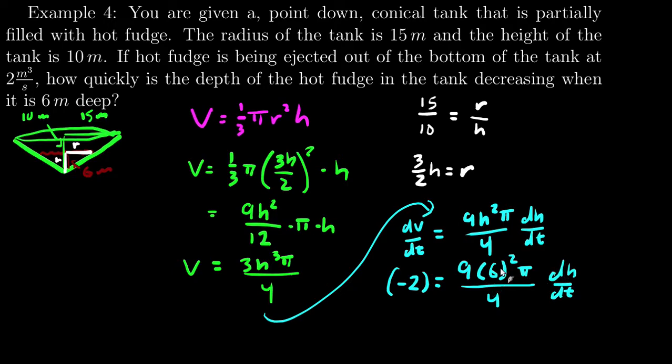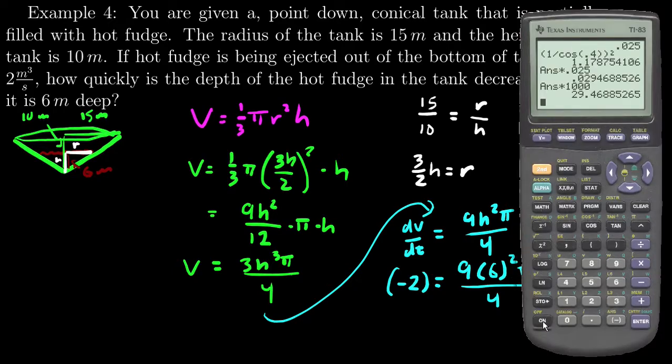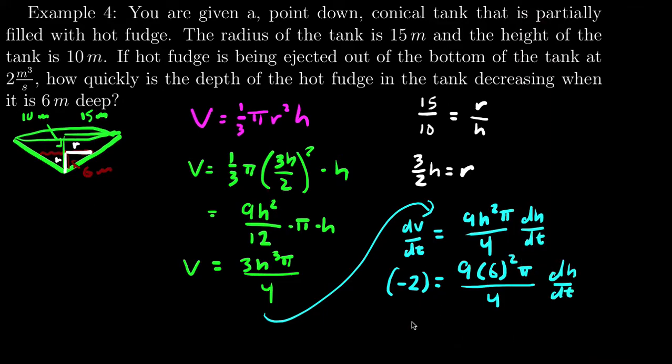In here, 6 squared is 36 times 9. Let me be lazy but not mess this up, so 36 times 9. And I know that it will divide by 4. I could have done 36 over 4 and get, ooh, that'd be better than 9. 9 times 9 is 81. I guess I'm an idiot, but we'll do this anyway. Hey, look, 81, big surprise. All right, so negative 2 equals 81 pi dh/dt.